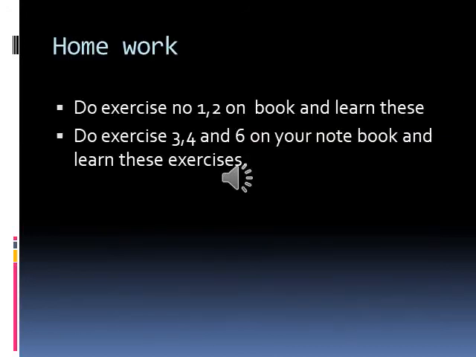Now your chapter is completed. Do exercise number 1, 2 on your book and learn these. And do exercise number 3, recall questions, exercise number 4 and exercise number 6 on your notebook and learn all these questions very carefully.